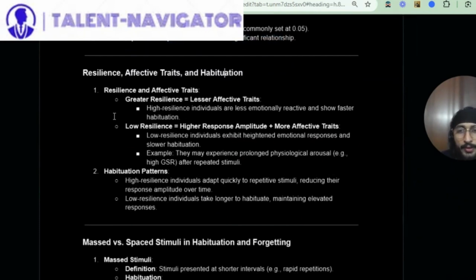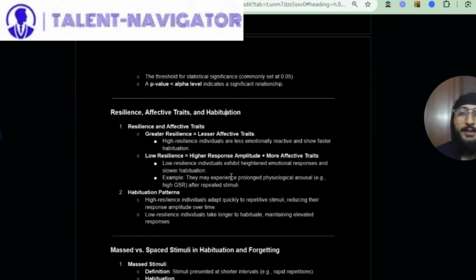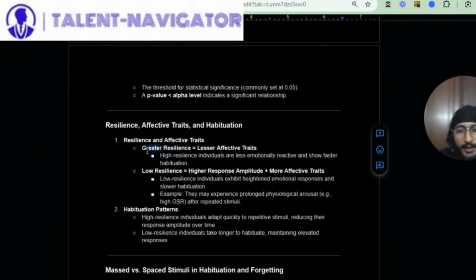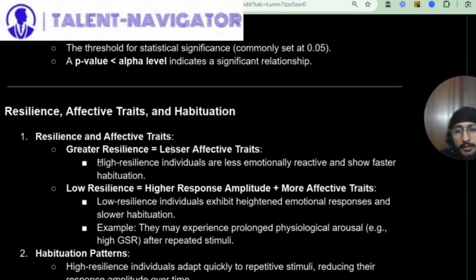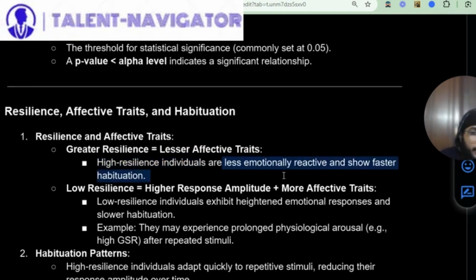Now, resilience, affective traits, and habituation. Greater resilience is equal to lesser affective traits. Greater resilience corresponds to lesser affective traits in individuals. High resilience individuals are less emotionally reactive and show faster habituation, leading to lesser affective traits.